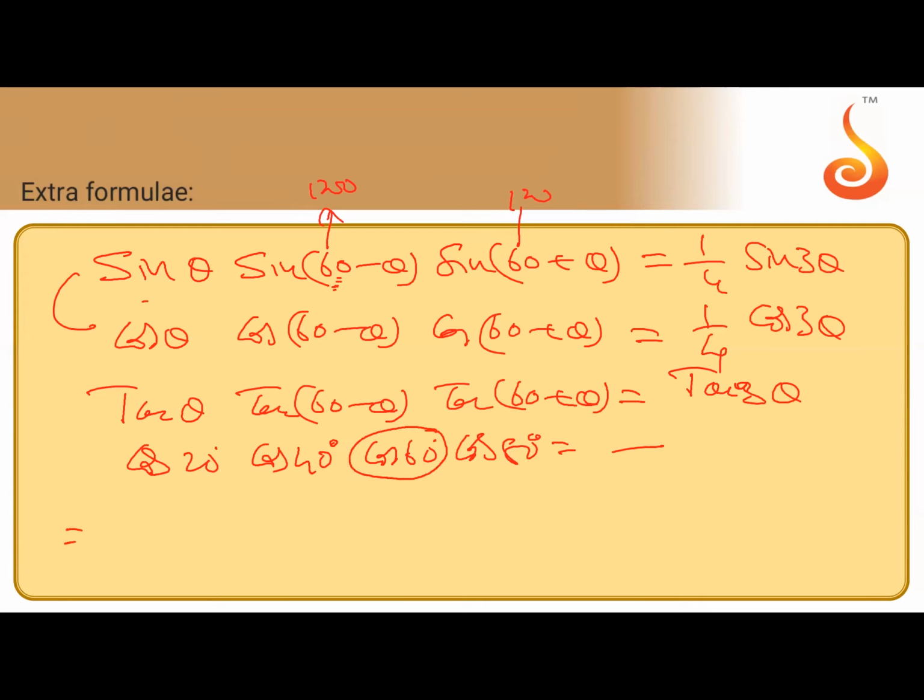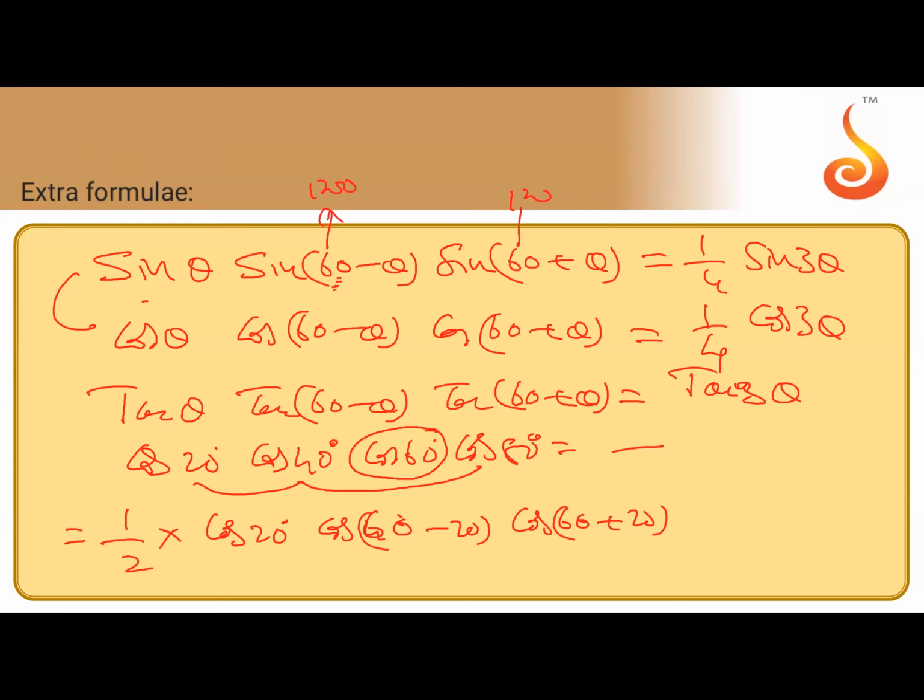We can't group that one. Cos 60 is 1 by 2. That you can take as front, because it is a product. The remaining terms, just do it slowly, don't do it fast. Cos 40 as 60 minus 20, and cos 80 as 60 plus 20. So 40 as 60 minus and 80 as 60 plus.